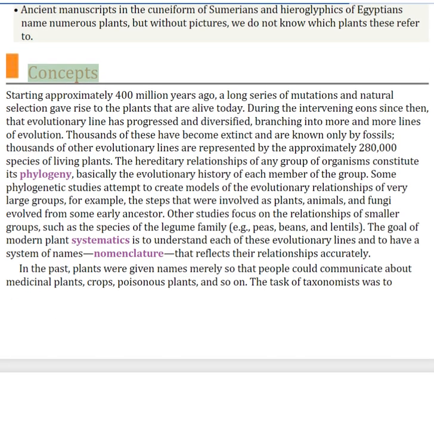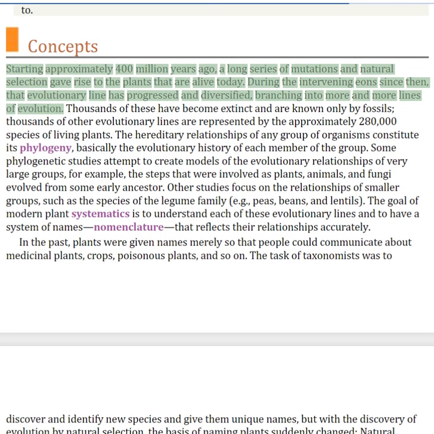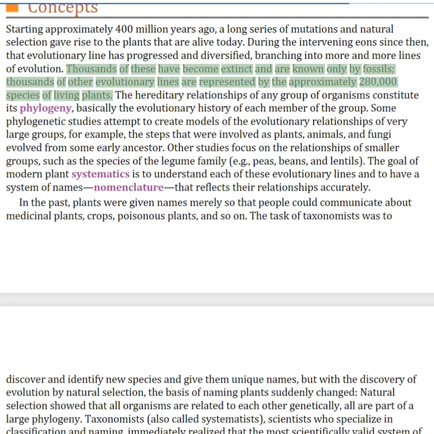Concepts. Starting approximately 400 million years ago, a long series of mutations and natural selection gave rise to the plants that are alive today. During the intervening eons since then, that evolutionary line has progressed and diversified, branching into more and more lines of evolution. Thousands of these have become extinct and are known only by fossils. Thousands of other evolutionary lines are represented by the approximately 280,000 species of living plants.